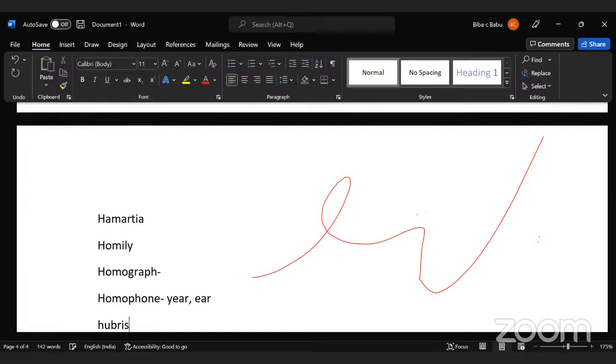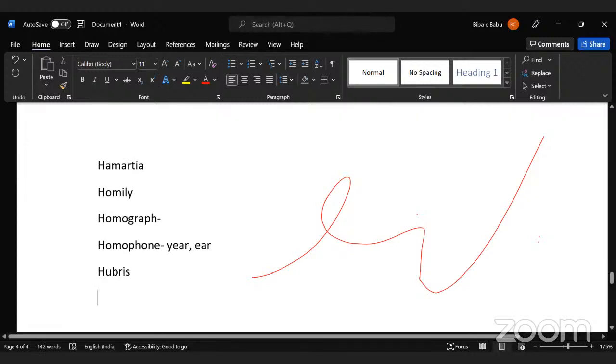Next is hubris. Hubris means an excessive pride and arrogance of the protagonist. If the character is very arrogant, has excessive pride, and that brings the downfall, it is called hubris. Hubris is a hamartia.